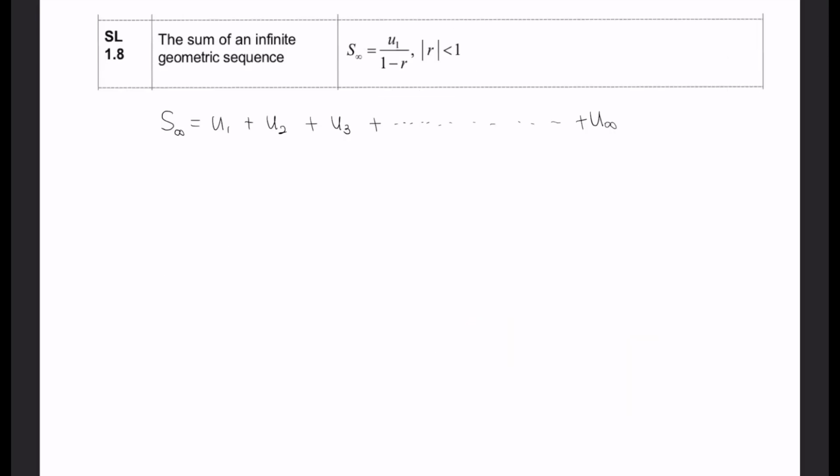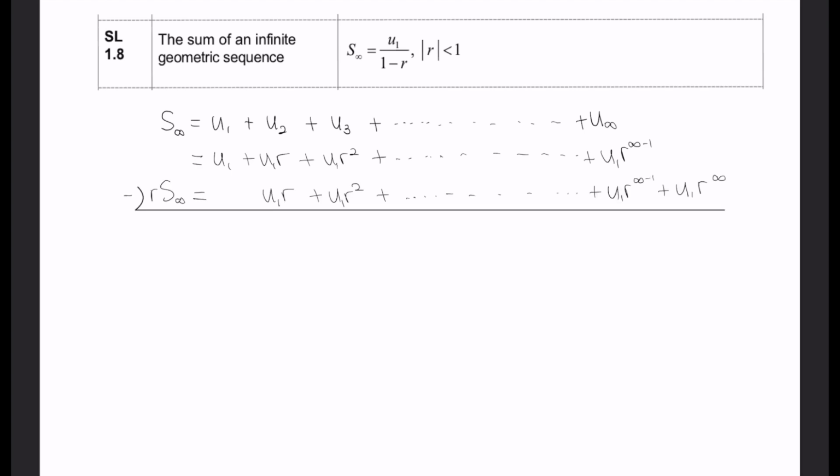For the sum of an infinite geometric sequence, we are going to begin by expressing each term in terms of u1 and r using the formula for the nth term of a geometric sequence, just as we had done for the sum of a finite geometric sequence. Note that it is technically incorrect to have the term u infinity, but it will aid our understanding for now. Anyhow, as with before, we are then going to write down the equation for r times s infinity and subtract the second equation from the first.